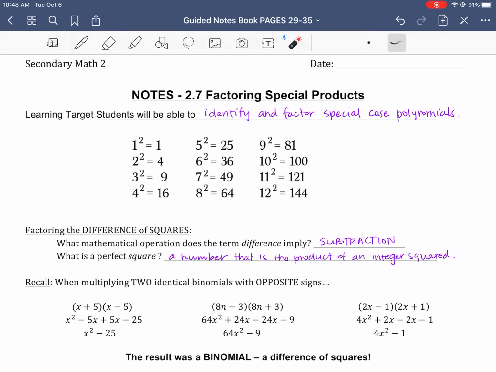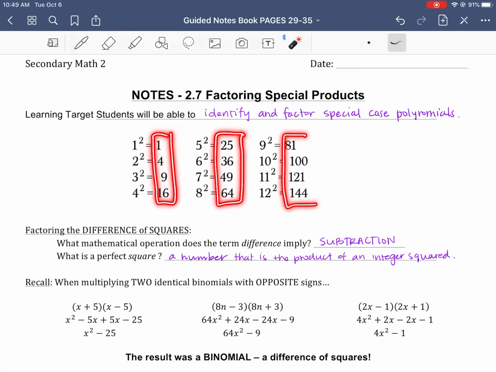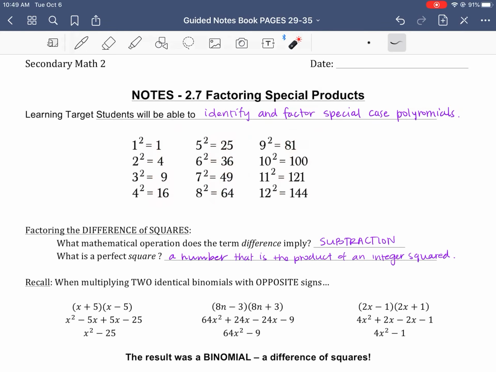But a perfect square is when we take an integer and square it, it's the number that comes out. So 1 is a perfect square because 1 squared equals 1. 16 is a perfect square because 4 squared is 16. All of these, 1, 4, 9, 16, 25, 36, 49, 64, are perfect square numbers. So when we say a difference of squares, we're saying a difference of two of these numbers. Or it could be a variable squared, like x squared.